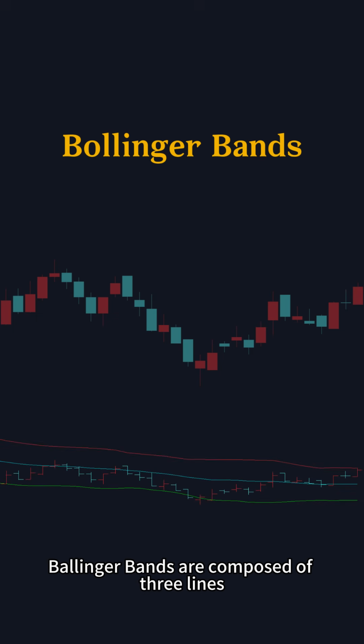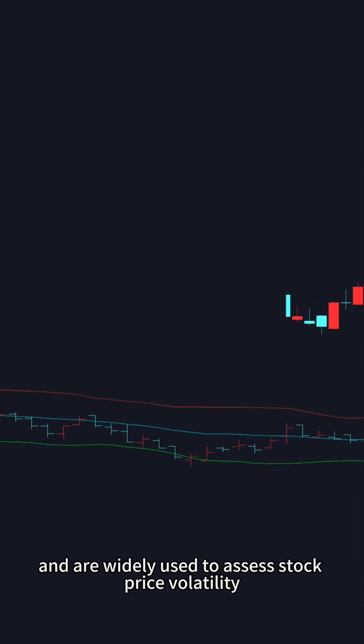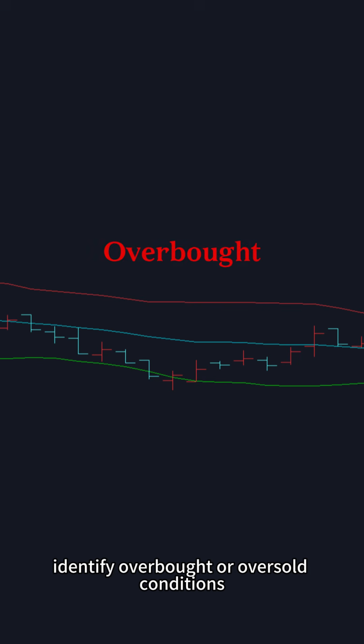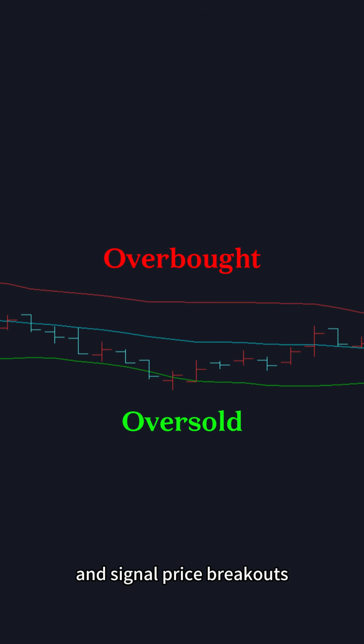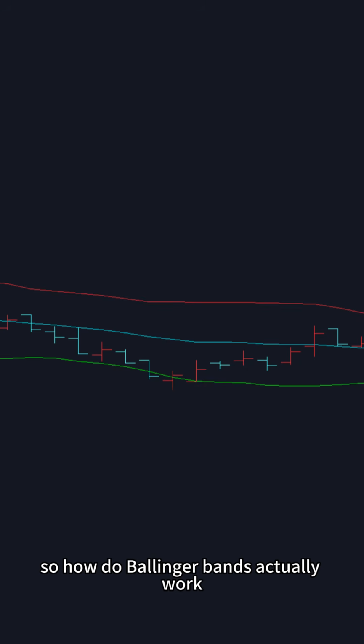Today, let's talk about an important technical indicator in the stock market, the Bollinger Bands. Bollinger Bands are composed of three lines and are widely used to assess stock price volatility, identify overbought or oversold conditions, and signal price breakouts. So how do Bollinger Bands actually work? Let's explain using a practical example.